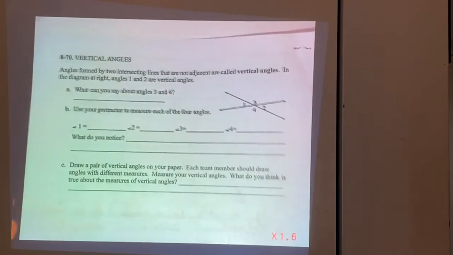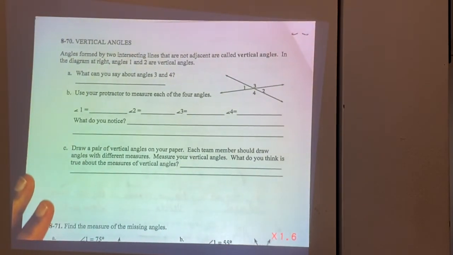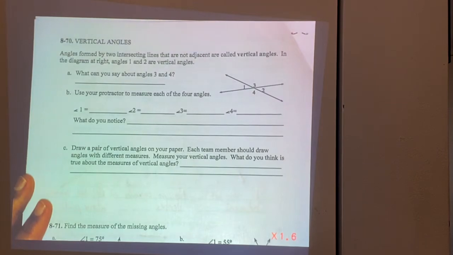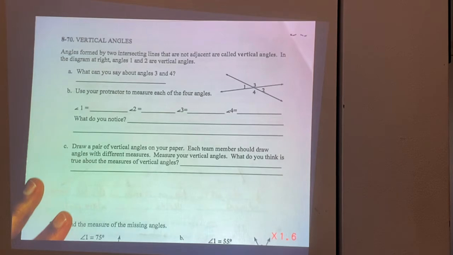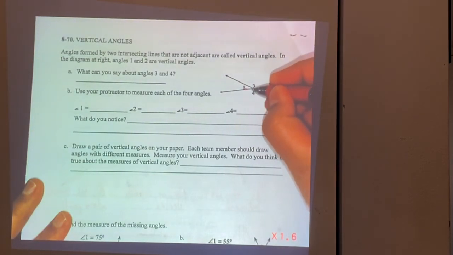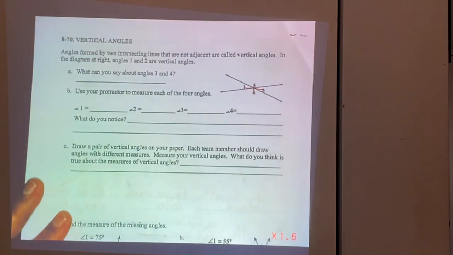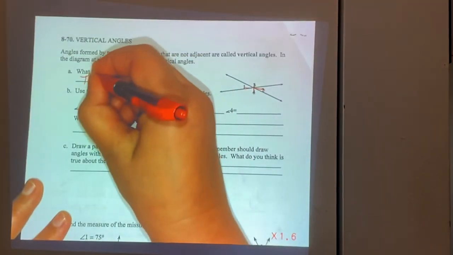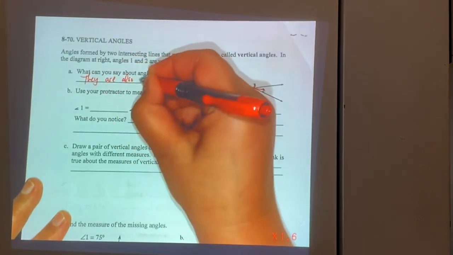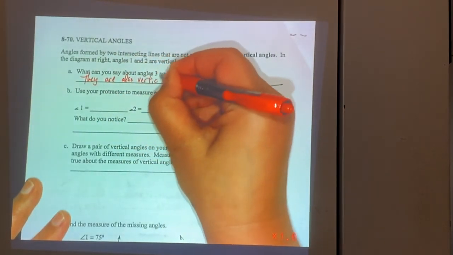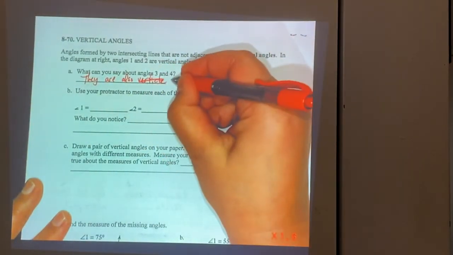Vertical angles. Oh, it's like the lesson of everything you want to know about angles. Okay, vertical angles. Angles formed by 2 intersecting lines that are not adjacent are called vertical. In the diagram at the right, 1 and 2, see how they're across from each other? Are vertical angles. What can you say about 3 and 4? Well, they're across from each other, so they are also vertical. I spelled vertical wrong, didn't I? I sure did.